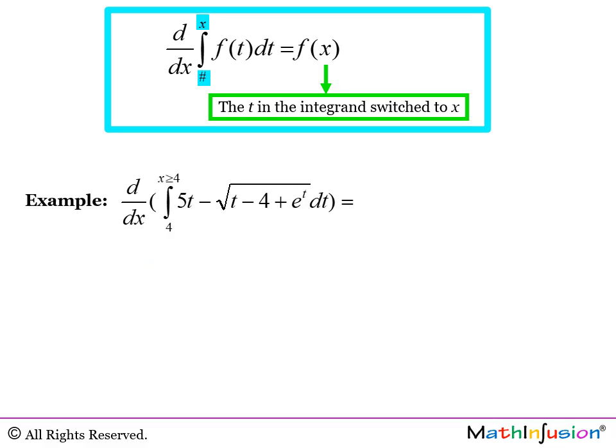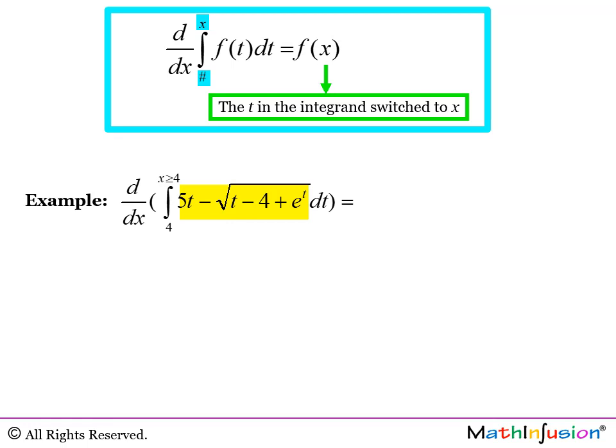Example. We want to differentiate the definite integral of this horrible function between 4 and x, where x is at least 4. Because we cannot find the antiderivative of such functions, we are going to use the theorem. For that, first I have to show that this function is continuous between 4 and infinity.